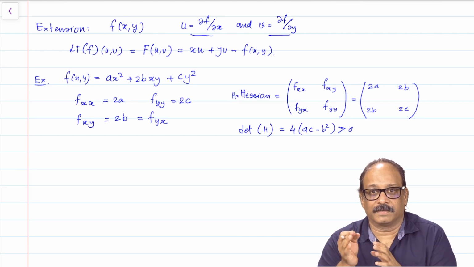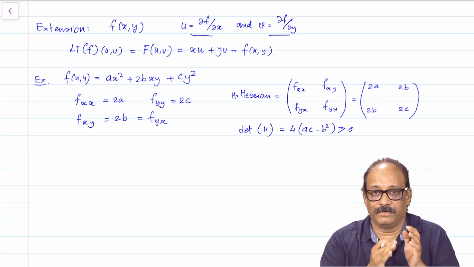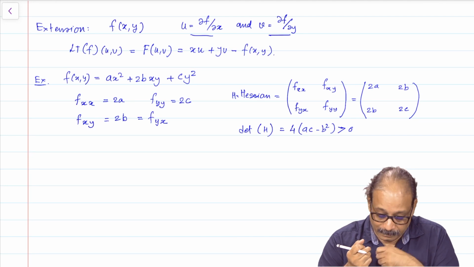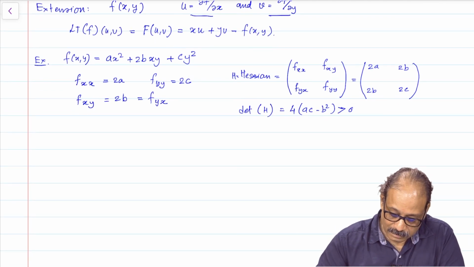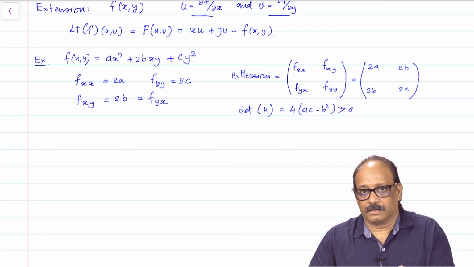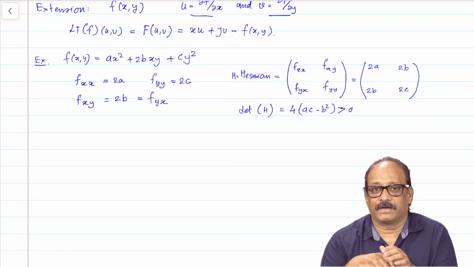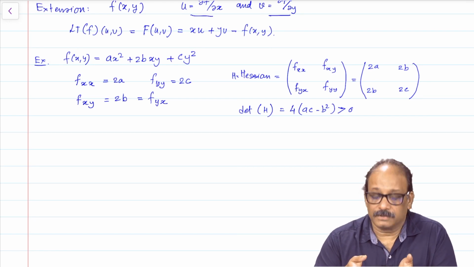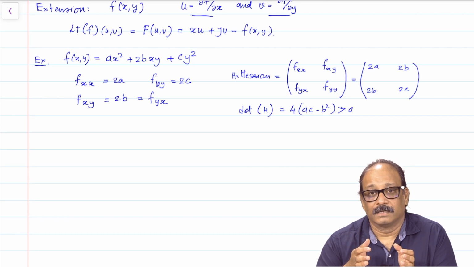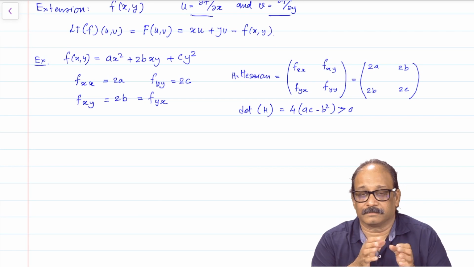That means you are going from x and y to u and v, and I must have an inverse transformation. So, if this is true, then you have a convex function. Now, this is only for 2 variables. What will happen if I have 3 variables? Then of course, your Hessian will become a 3 by 3 matrix. If it is a 3 by 3 matrix, wait, now there could be a complication.